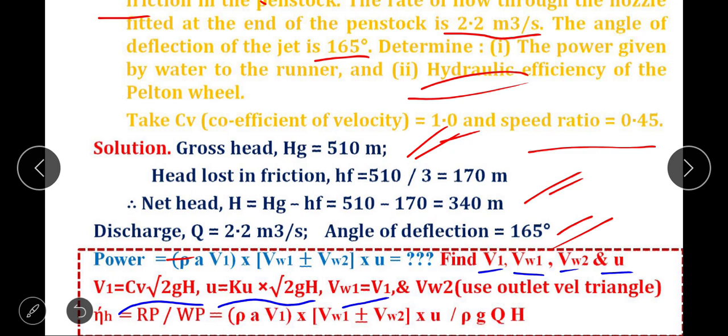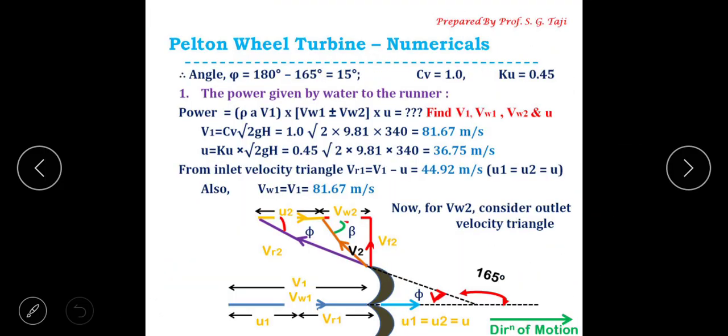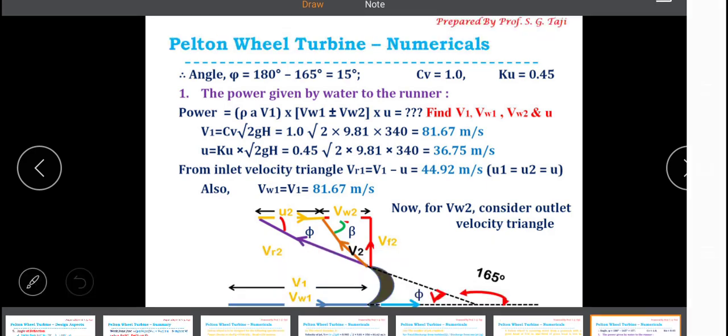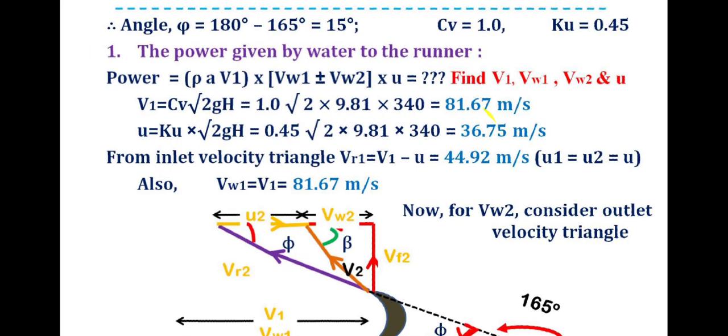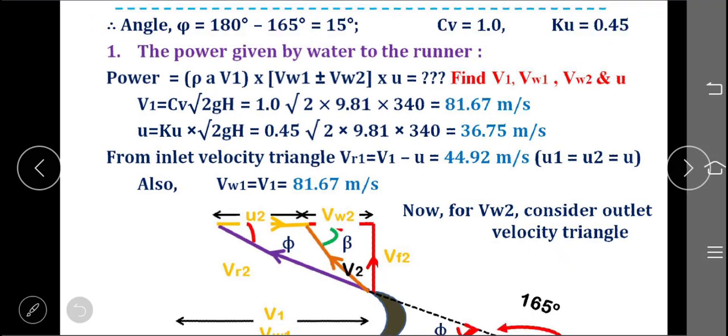VW1 is equal to V1. VW2, use the outlet velocity triangle to find out. Hydraulic efficiency is equal to runner power divided by water power. Runner power is rho A V1 multiplied by (VW1 plus or minus VW2) multiplied by U, and water power is nothing but rho GQH. So if you know all these, definitely it is possible for us to find out the values. Just what you are required to do is write the velocity triangle figure properly and calculate. Okay, we will see now.